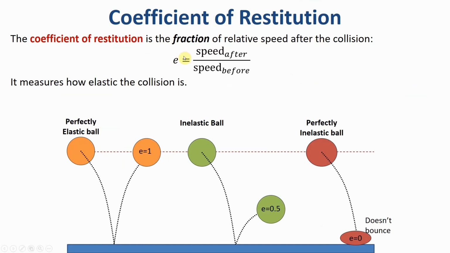This little number is a number between 1 and 0, just defines how bouncy it was. 1 for perfectly elastic, 0 for perfectly inelastic, and some other number for something else in between. Now this is the fraction of relative speed after the collision. So if my ball was coming down at 10 meters per second, but it bounced up at only 5 meters per second, my e would be 5 divided by 10, or 0.5. Just a nice measure of how elastic the collision is.